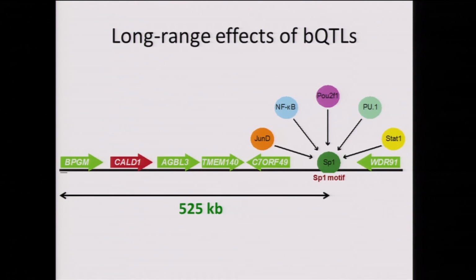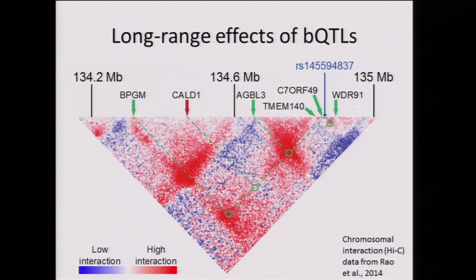And so to answer that, we looked at chromosomal interaction data that was previously published. This is known as Hi-C data. And this just gives you an idea of where different chromosomal regions are interacting with one another in the 3-dimensional space of the nucleus.